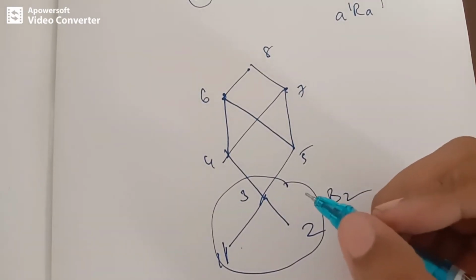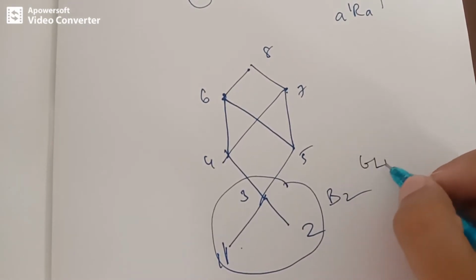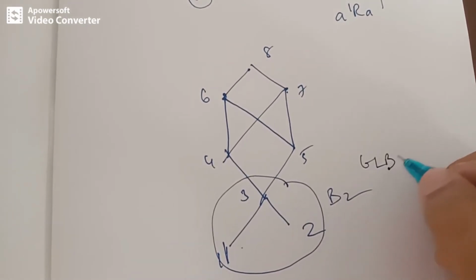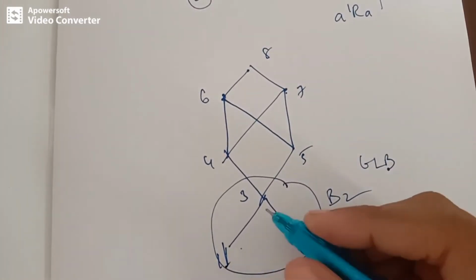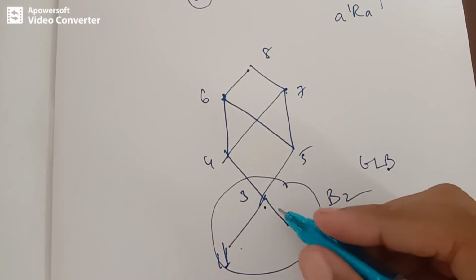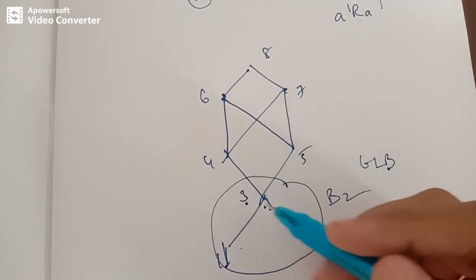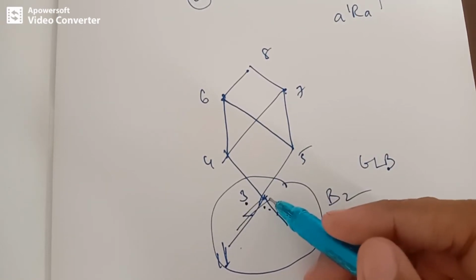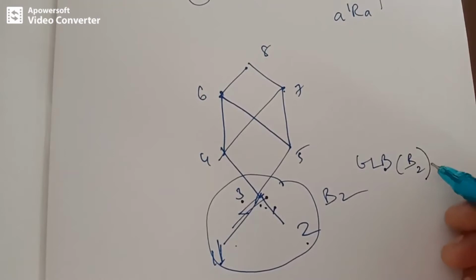Among these, we need to consider a particular element that is the greatest lower bound, in such a way that all other elements are related to it. That means 1 is related to 3, 2 is related to 3, right? 3 is itself related to 3. So, obviously 3 is the greatest lower bound. We can say that the greatest lower bound of B2 is 3, right?